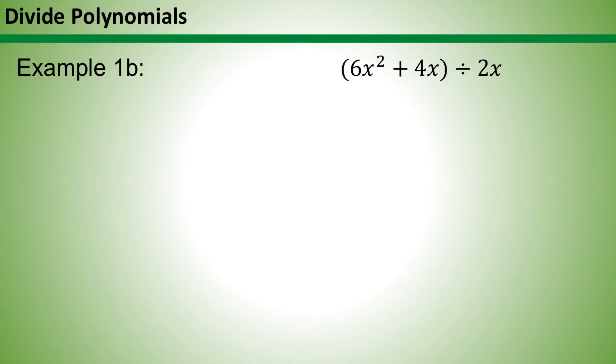Okay, so here's another example. So same thing. Let's rewrite this thing as a fraction. So I've got 6x squared plus 4x over 2x. So remember, each of these things are being divided by 2x. So this is what I have right now.